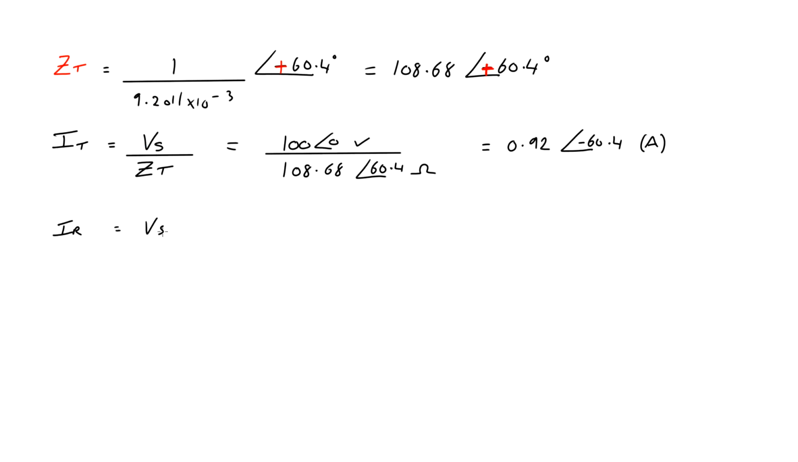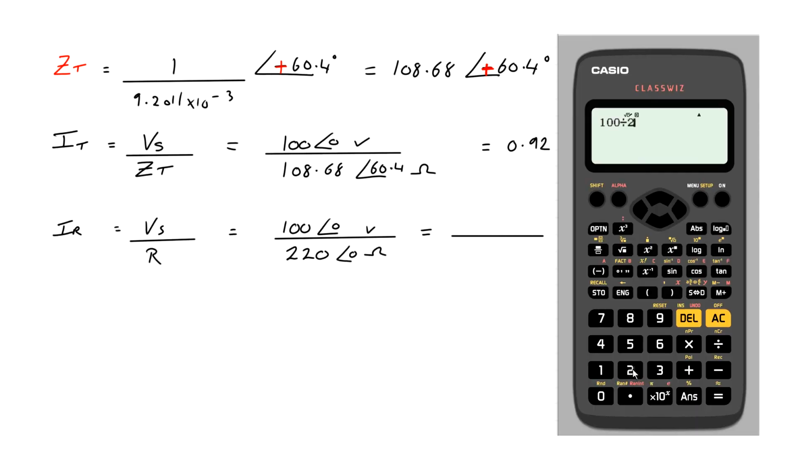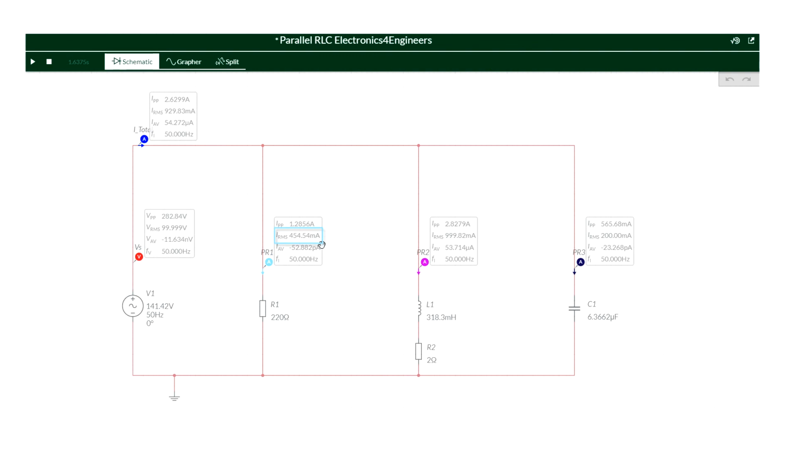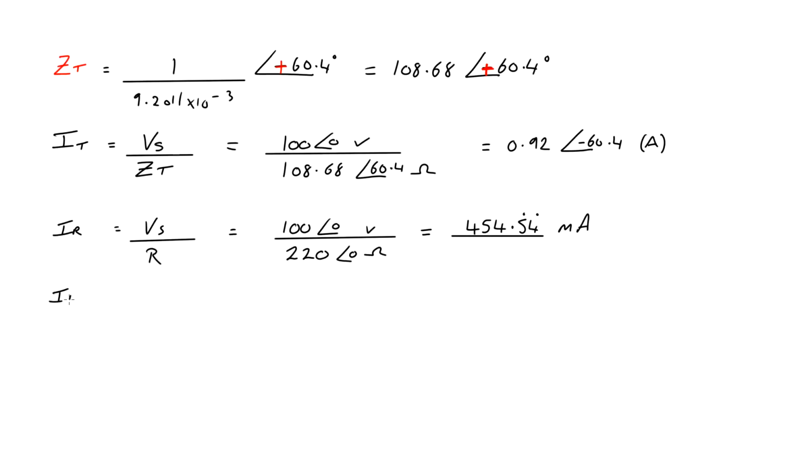So the current through the resistor is voltage over resistance, 100 volts divided by 220 ohms, no phase shifts in either. And that's 0.45 recurring, which is 454.54 recurring milliamps at an angle of 0 degrees. And we can see we got that right, at least the modulus is correct.